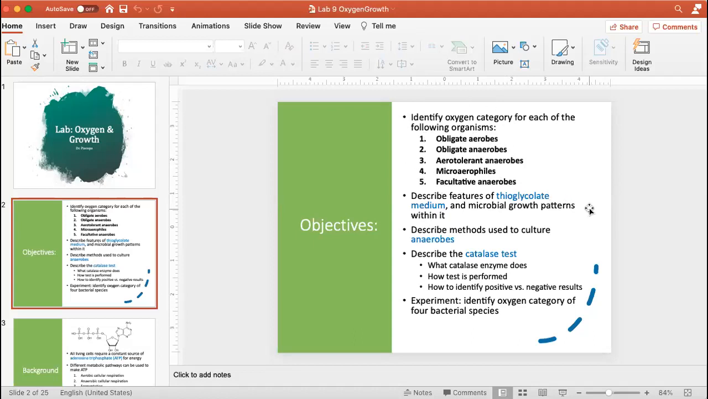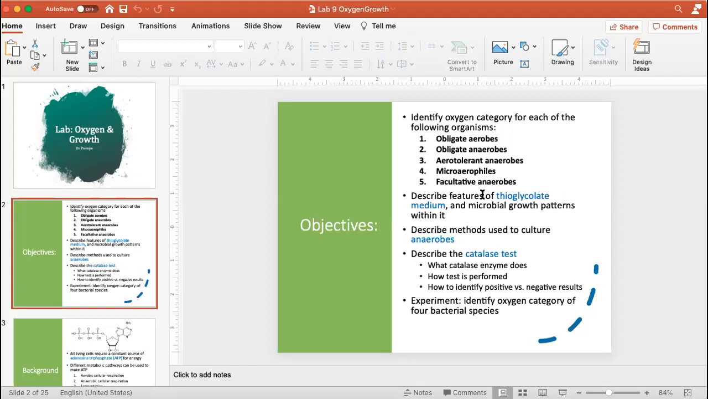And the other thing we're going to do is talk about a special kind of growth medium, a kind of culture medium that we use specifically to test what category a microbe falls into. And again, we're talking primarily about bacteria. This type of medium is called thioglycolate medium. And this is an unusual medium. It's in a test tube, but it's slightly thickened. You know, you could call it a semi-solid medium. And when microbes grow in it, again, primarily bacteria, they grow in a particular pattern depending on what their oxygen requirements are.